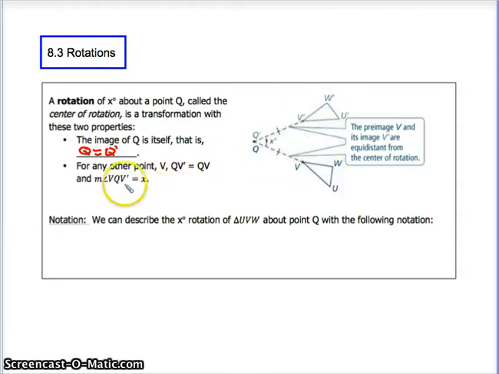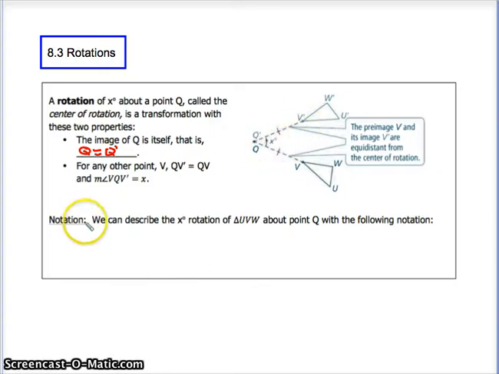For any other point, the measure of the angle from the original point to Q to the new point is the degree of the rotation. In other words, the measure of angle V, Q, V prime in this example is x, the degree of the rotation.